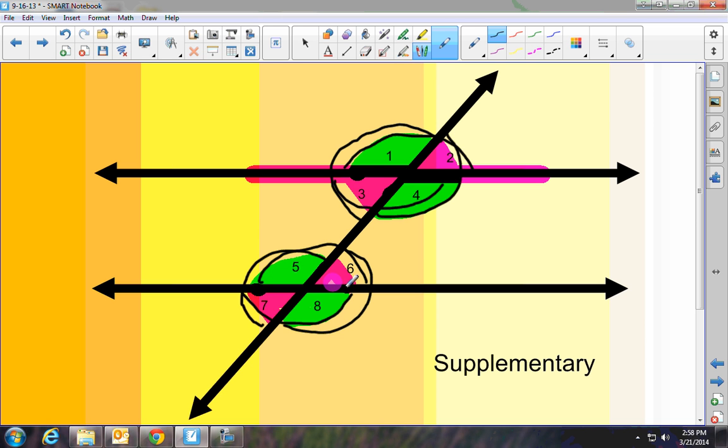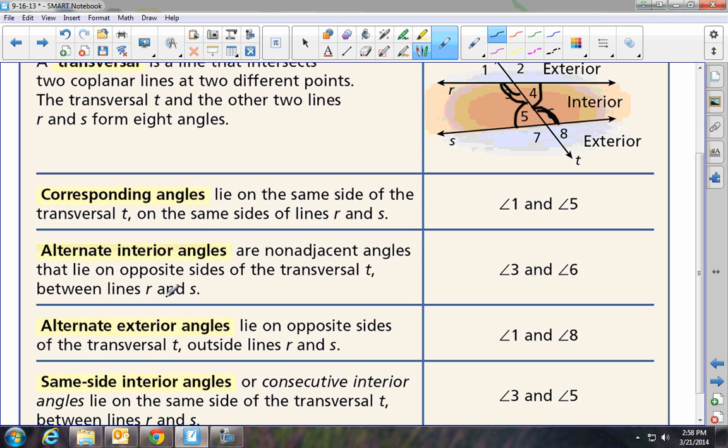3 and 6 are alternate interior angles, and what do we know about 3 and 6? Yes, they are congruent. 5 and 4 are alternate interior angles. What do we know about them? They are congruent. Okay, we've got alternate interior, we've got alternate exterior.